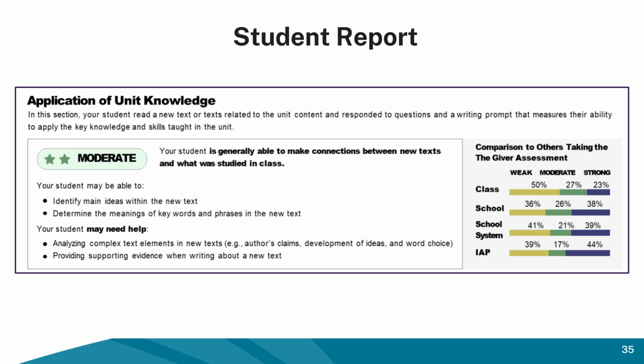This feedback was created through careful analysis of student data on the IAP. However, it may not fit every student. Some students who score moderate on application may be able to analyze complex text elements, or may even struggle to identify main ideas within the new text. So this feedback is meant to be a starting point in considering what a student can do. Finally, the student report also provides a comparison of student performance at the class, school system, and overall IAP level.